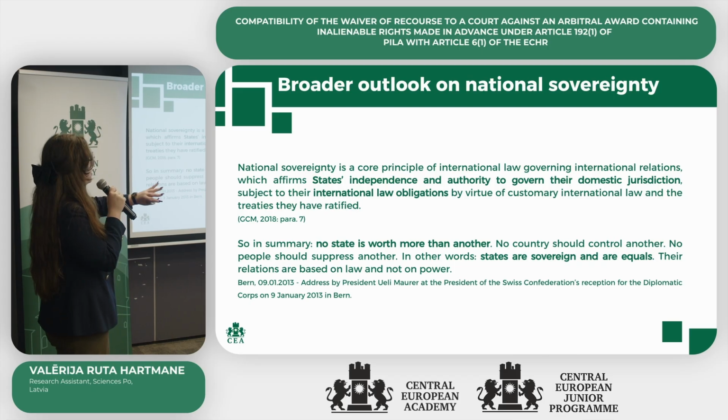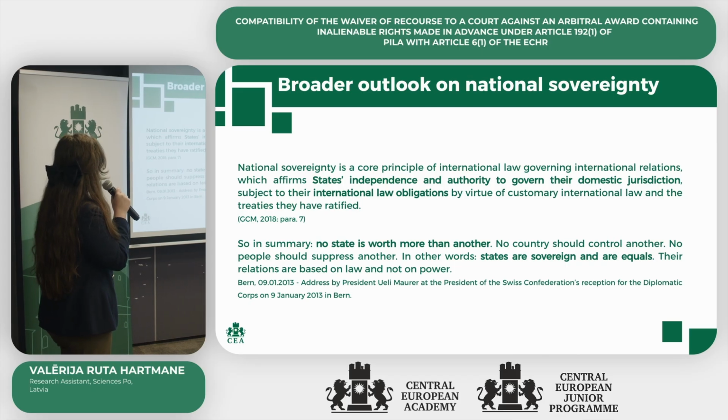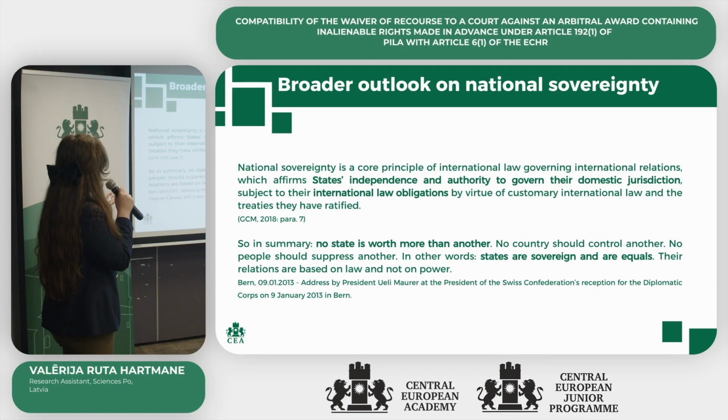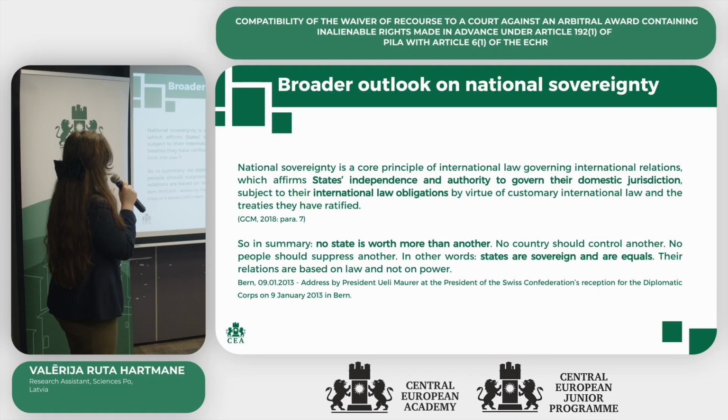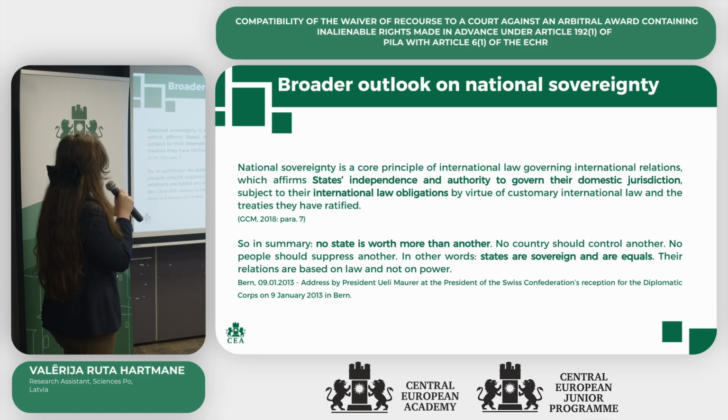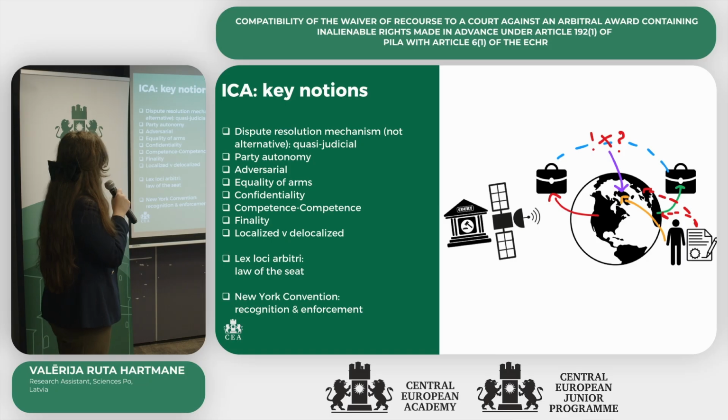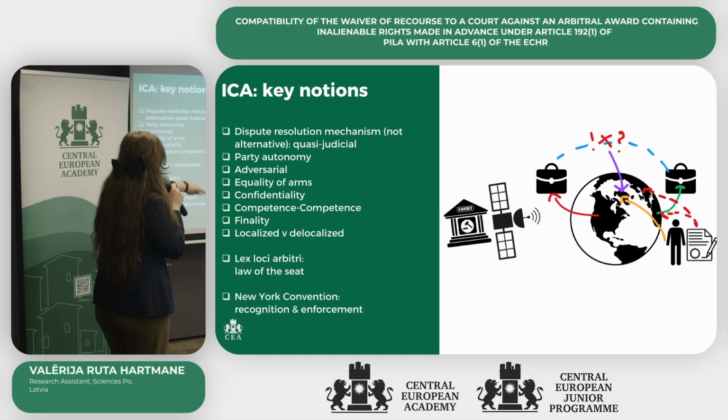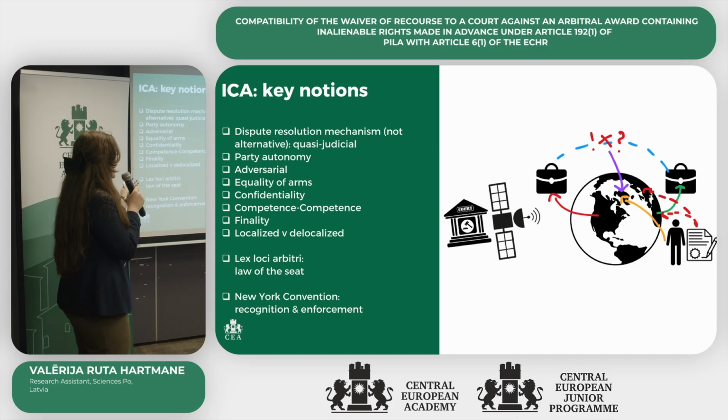So just to put it simply, we see that national sovereignty is basically states' independence and authority to govern their jurisdiction as long as it corresponds to international obligations. I don't want to cover it anymore because it was well explained prior. What I want to focus on is arbitration. So let's look at this picture that I made.